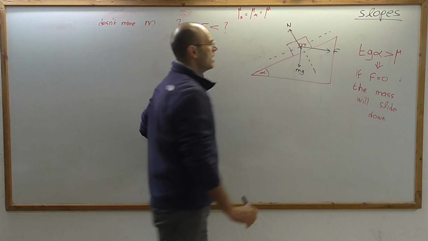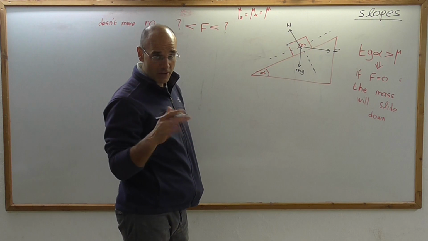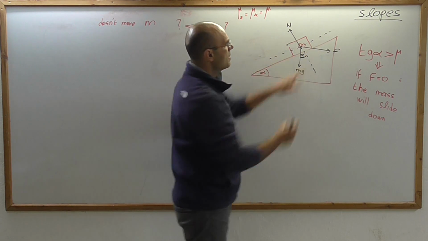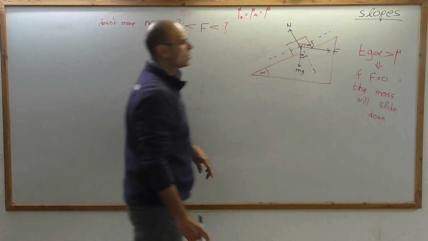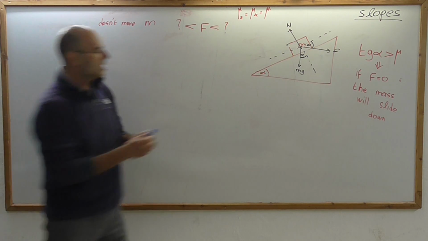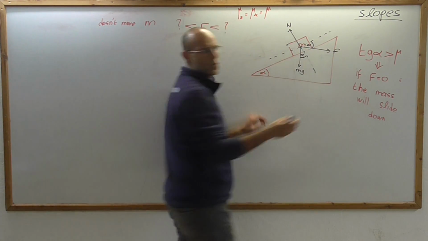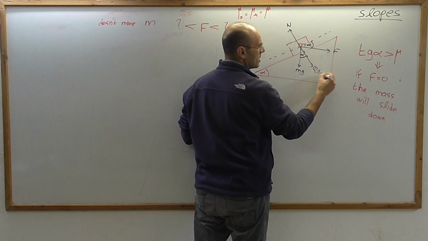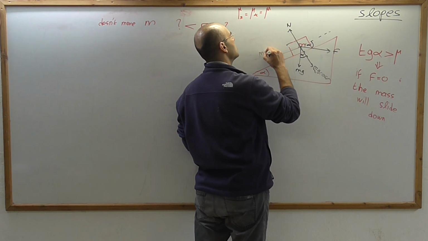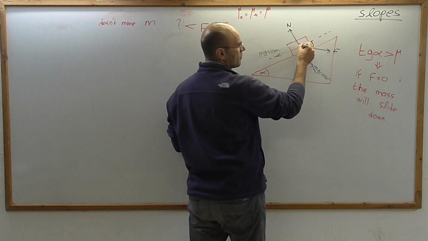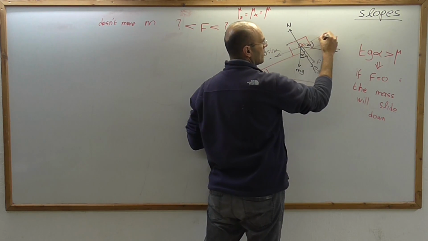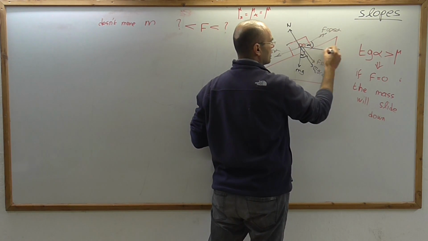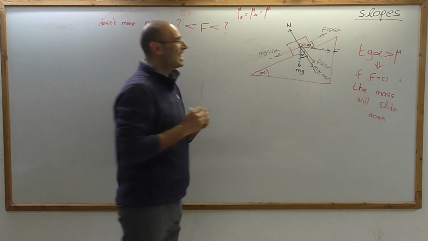And of course, we have this axis. And I must break vectors into their components. So this is the alpha. This is 90 minus alpha. This will be also alpha. So I must break two vectors here. Let's break them. If I break the mg, I will get mg cosine alpha, mg sine alpha, and if I break the F, I will get F cosine alpha, F sine alpha.